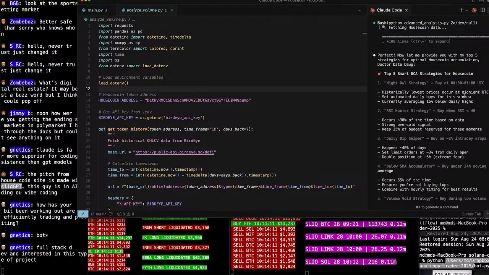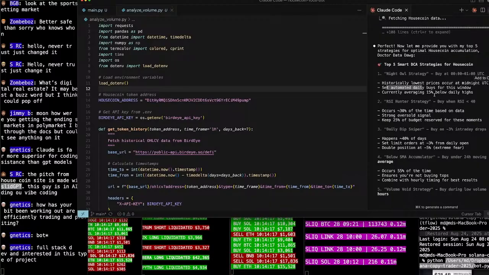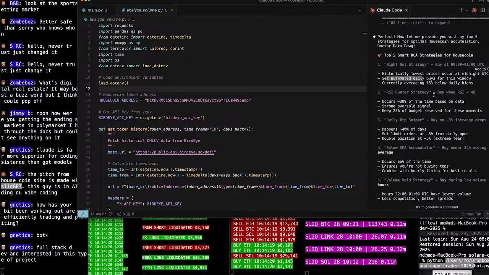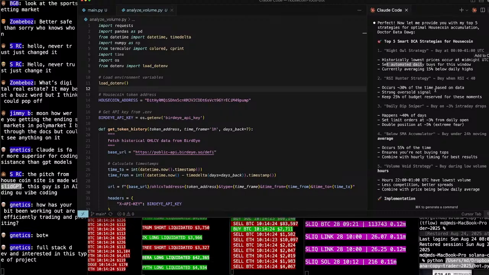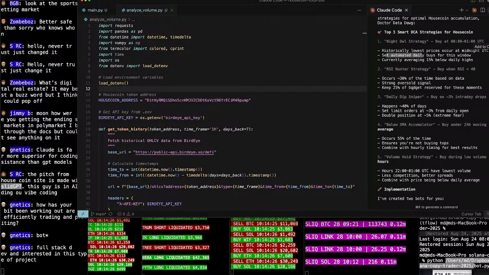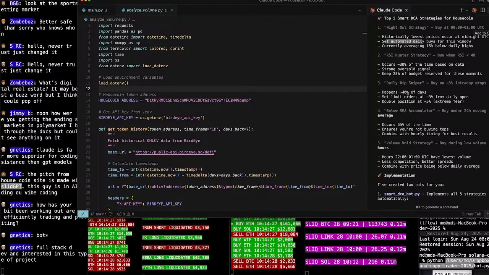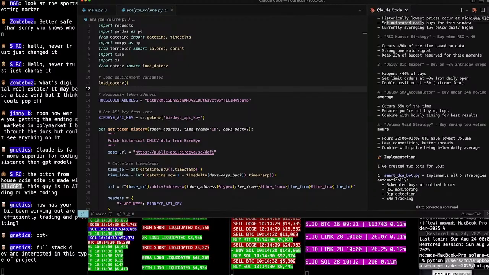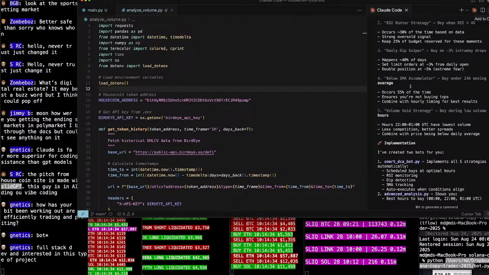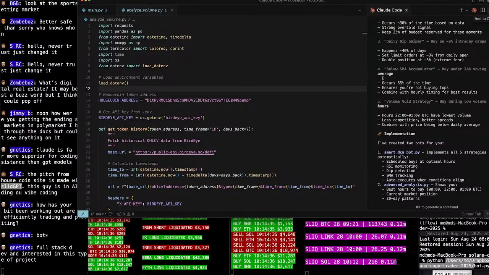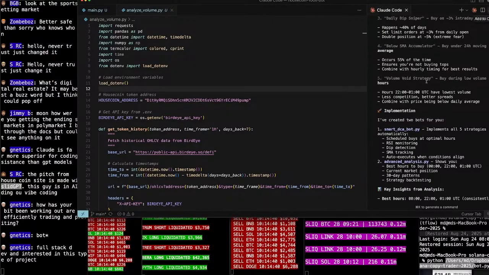Historically lowest prices occur at midnight UTC. Set automated daily buys for this window. Night owl strategy. Currently averaging 15% below daily highs. RSI hunter. Daily dip sniper. Happens 40% of the days. Set limit orders at -3% from daily open. Below SMA accumulator. Buy under 24-hour moving average.